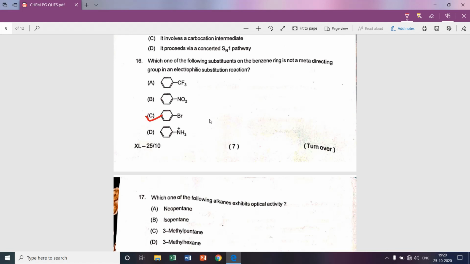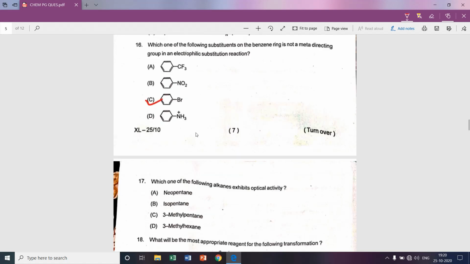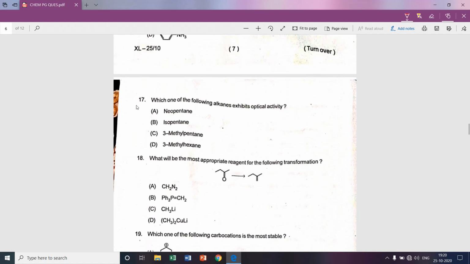That is a very easy question, because we know that bromine is an ortho-para directing group, whereas CF3, NO2, NH3 plus are meta-directing groups, as these three are electron withdrawing groups. Then comes question number 17. Which one of the following alkenes exhibits optical activity? And your answer is D.